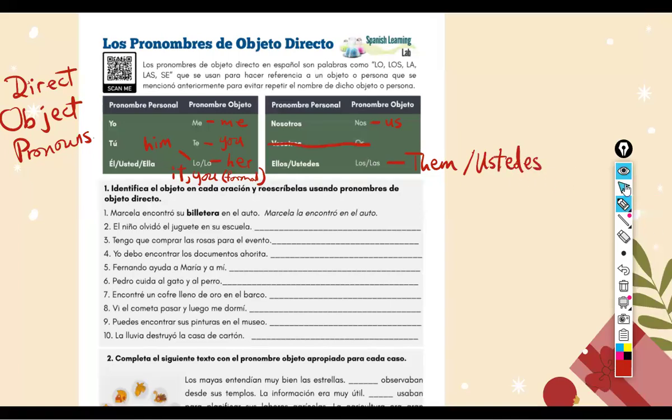Right. So if the noun that's being replaced is I, is me, then I would use me. If it's you, I would use te. If it's a masculine object, I would say lo. Or a masculine person, I would say lo. If it's feminine, I would say la. If it's us, if we are being replaced, nos. And if they are being replaced, so them or you plural, ustedes, then los or las, depending on gender. Right? Okay, 1 second, guys.